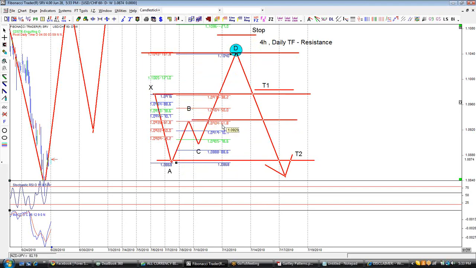Now, what do we have here? Convergence of resistance with 618. Now, this now is resistance becoming support. It is very possible that price might bounce off this level. Also, look how here the X is converging with 382. Now, here, look how C is converging with 786. Now, all those levels can be your additional limits.